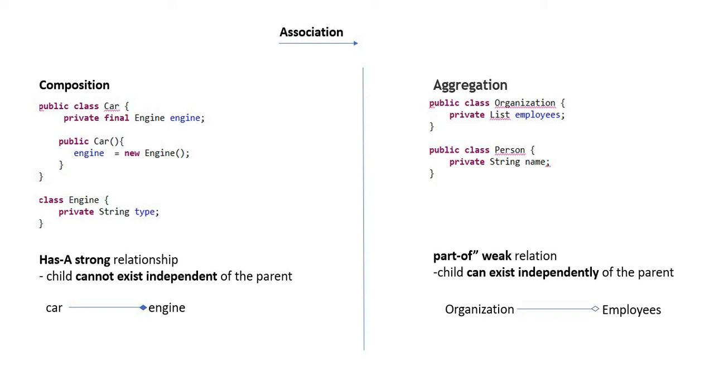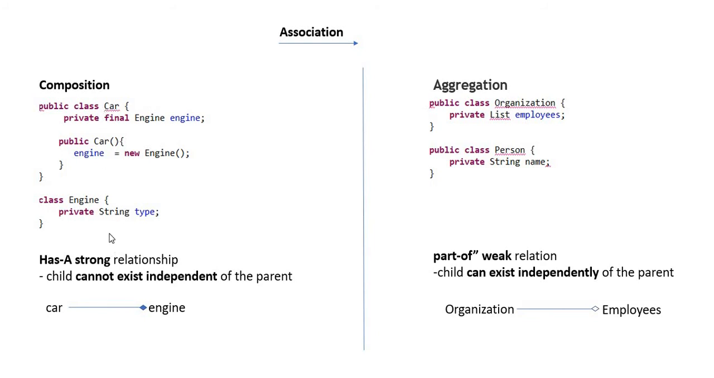Composition is a tightly coupled relationship, where the two classes tightly depend on each other. In general we say this as a relationship. If you see here, car has an engine, right? So without an engine, we cannot have a car. So it has a strong relationship between the car and engine. So the child cannot exist independent of the parent, right? Without an engine, a car cannot be there, right? So that is a composition relationship.